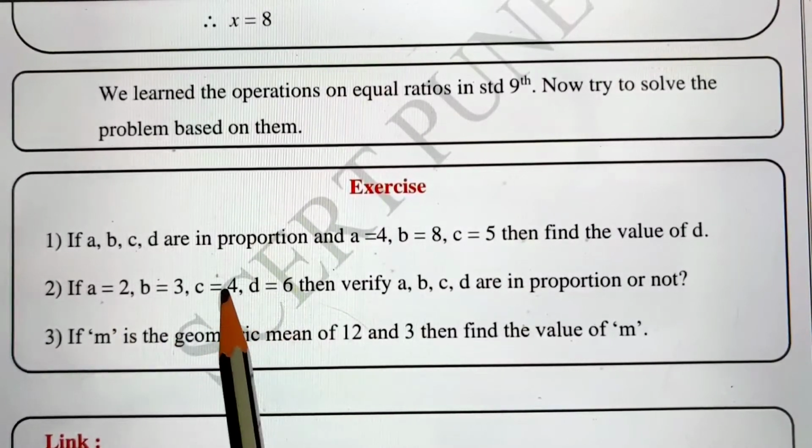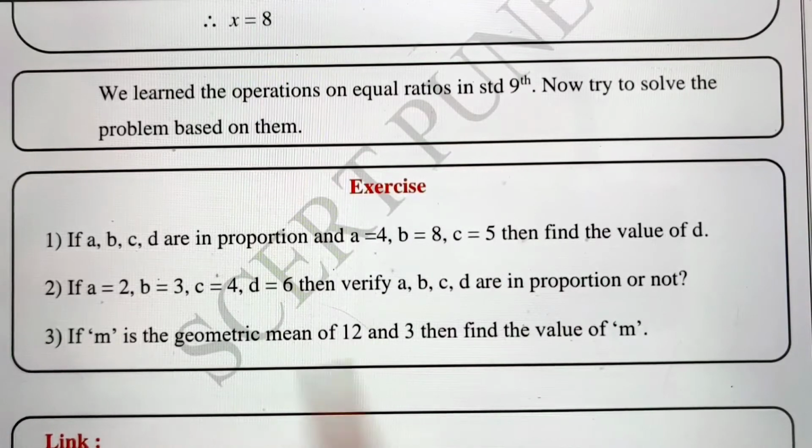C upon D, 4 by 6, is again 2 by 3. Both the ratios are equal. A by B equals C by D. That's why these are in proportion. तो यहाँ पे proportion में आएगा.